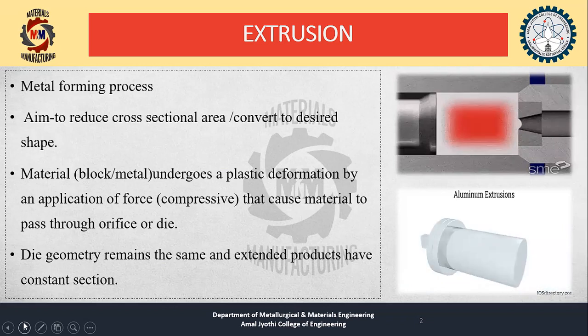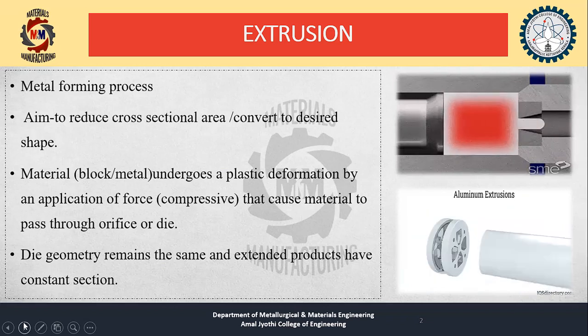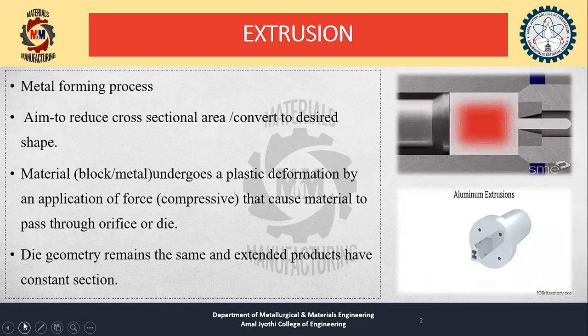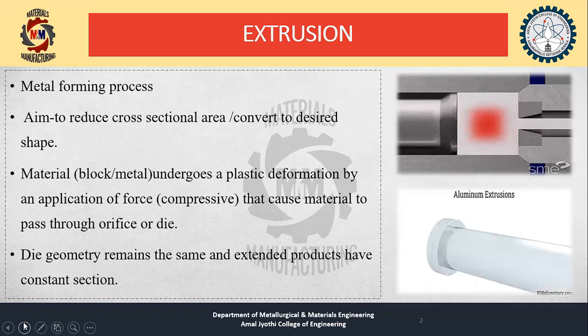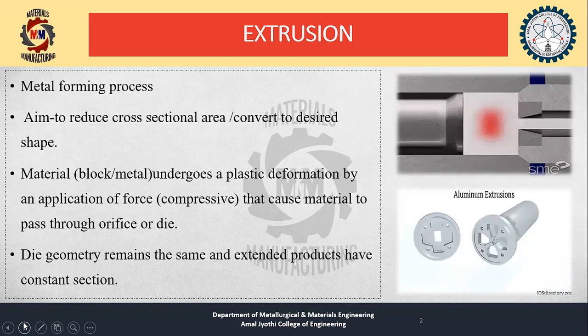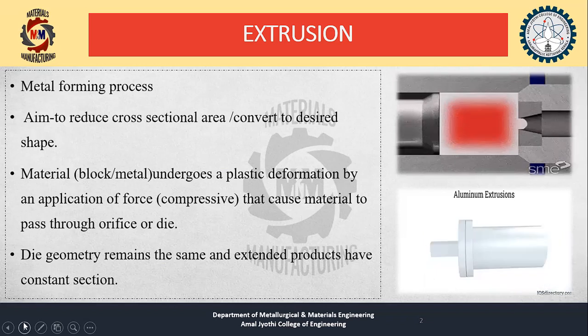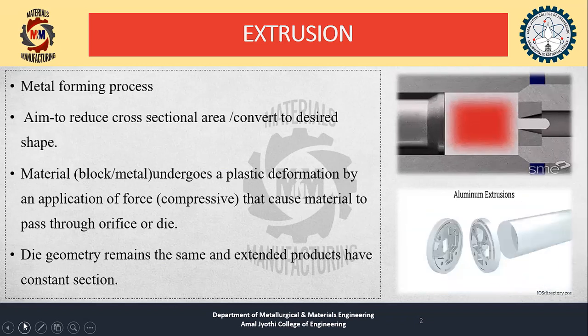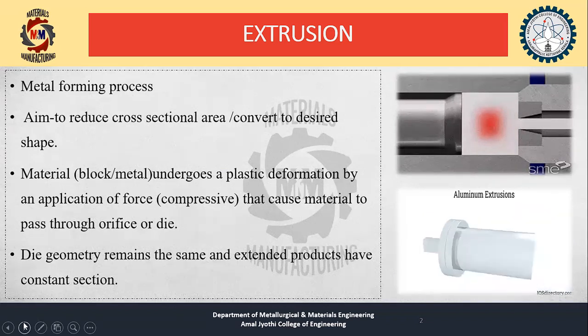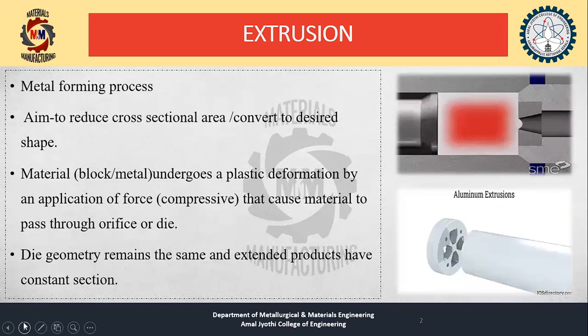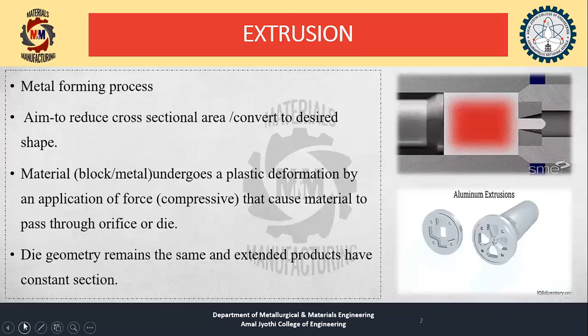So in this picture we can see that a compressive force will be applied by the ram, and then the metal or the ingot gets compressed and it will be passed through the orifice or die, and we can see that the extruded product will be obtained. The die that we are using here, its geometry will remain the same, and the extruded product will also have a constant section.